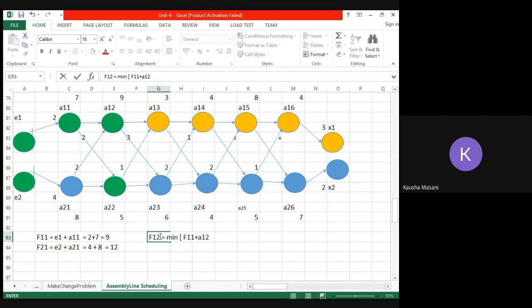Same line. This is F11, this much part plus A12. Or I can switch the line, correct? So if I'm switching, so that will be F21 plus the transportation, so T21, correct? Plus A12.